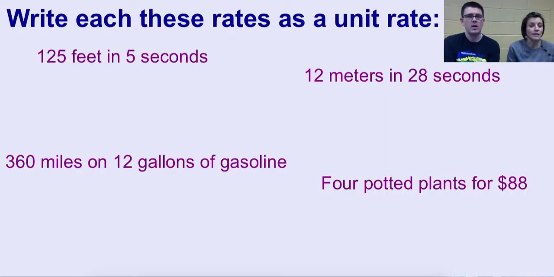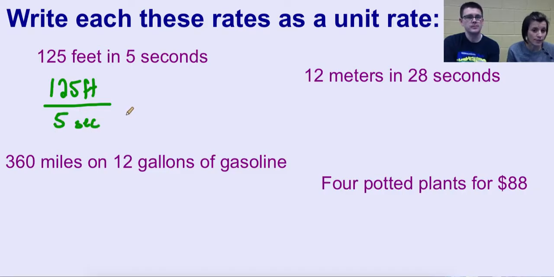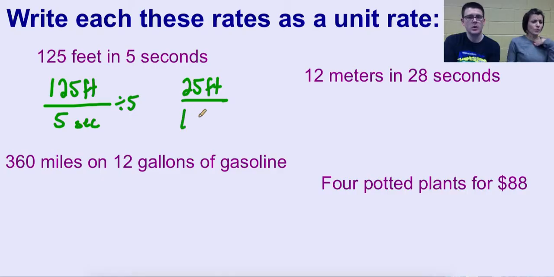All right, so write these rates as a unit rate. So each of these problems will have 2 parts to it, the rate and then the unit rate. So he's starting us out with 125 feet in 5 seconds. So 125 divided by 5 is going to give us 25 feet over 1 second. Okay, but you got to write it as a rate with the units, show us what you divided by, and then your answer has to include the units.